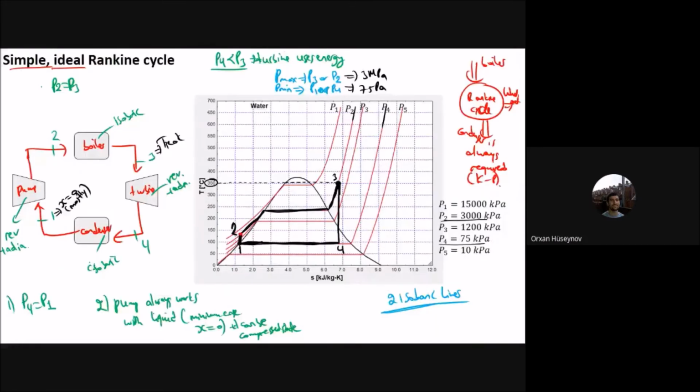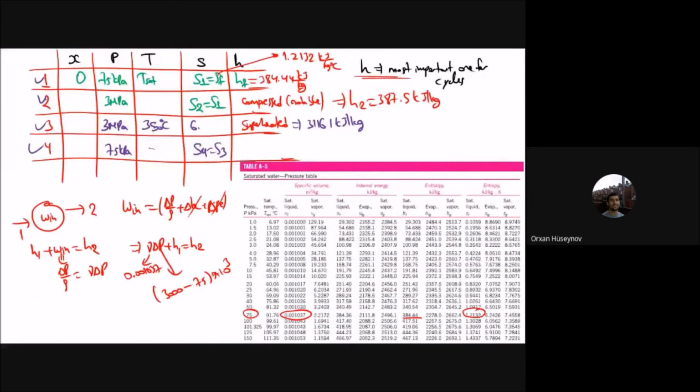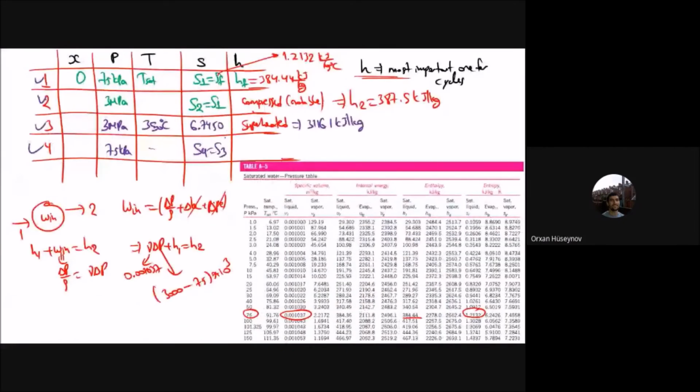Now comes the last state, which is 75 kilopascal, and S4 is the same as S3. Therefore, I need the S3 value here, which is the last one, and it will be 6.7450. And S4 is the same as S3. I know the pressure, and I know SF, SFG, and SG. So therefore, I can find the quality here. Let me write the formula: S4 will be equal to SF plus X into SFG.